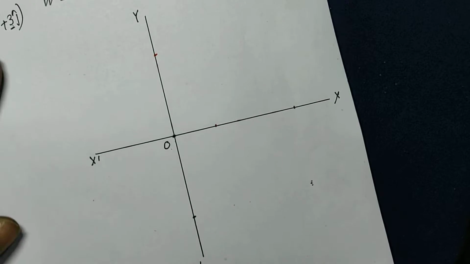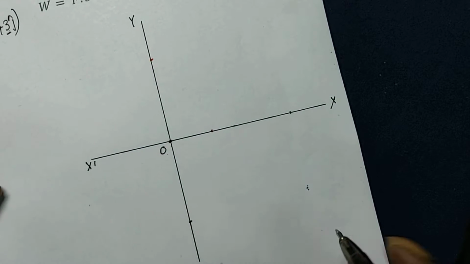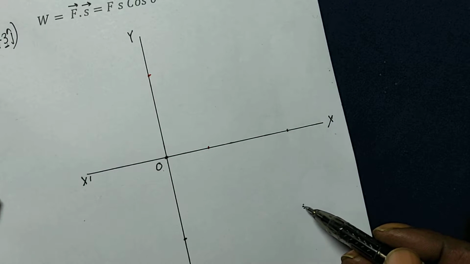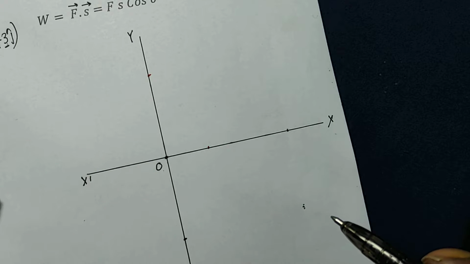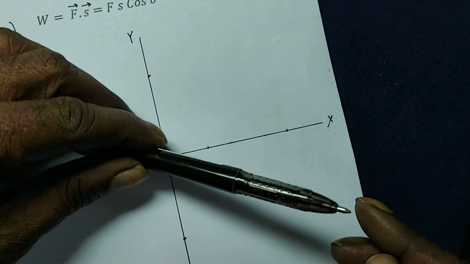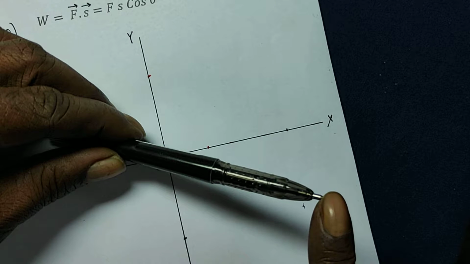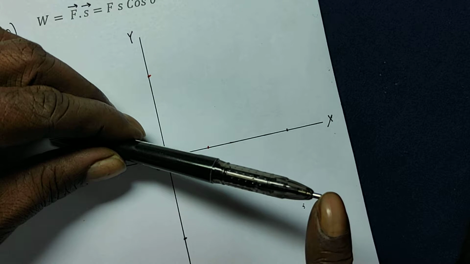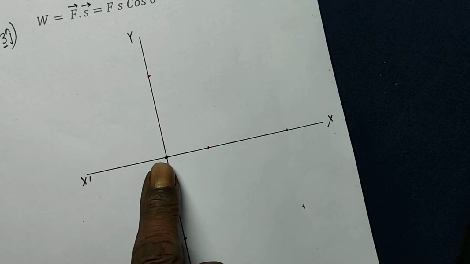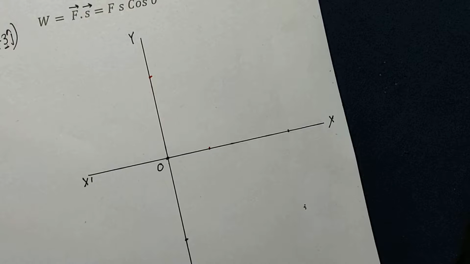Meaning the point A is not lying on this plane, but at a vertical distance of 1 unit from this point. At a vertical distance of 1 unit means it will be like this, from this point at a vertical distance of 1 unit here. So the position vector of A is not lying on this plane.